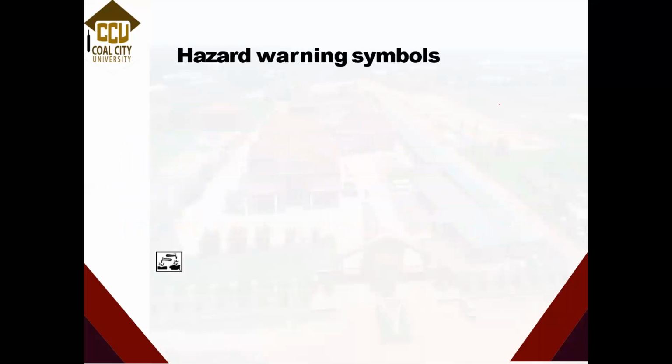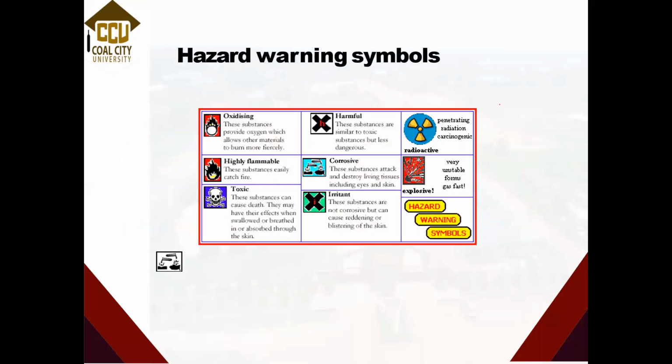Let's look at some hazard warning symbols. If I see a symbol like this in the laboratory, it is telling me that this substance provides oxygen, which allows other materials to burn fiercely. So it means that substance is oxidizing. If you see this symbol here, it means it is harmful. If you see this symbol, it means penetrating radiation. That means it is carcinogenic. It can cause cancer. So these are symbols you should watch out for in the laboratory.